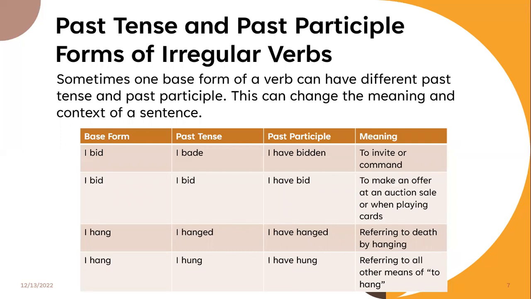This can change the meaning and context of a sentence. So here we have two base forms of a verb. We have bid. The first example: I bid, I have bidden, which means to invite or command. Then we have I bid, I have bid, to make an offer at an auction, sale, or when playing cards.